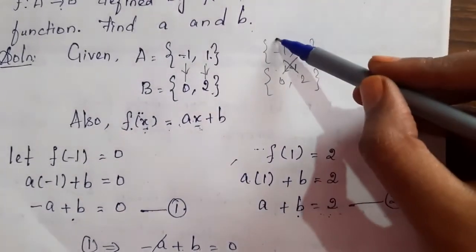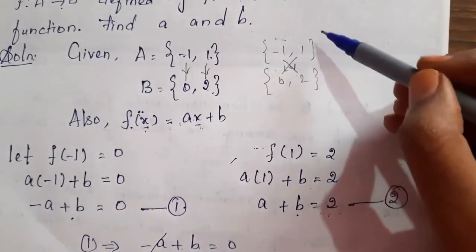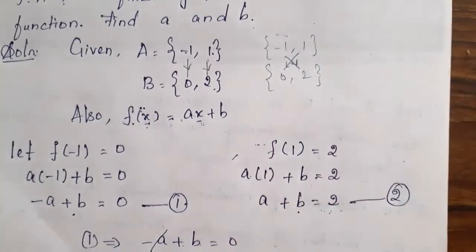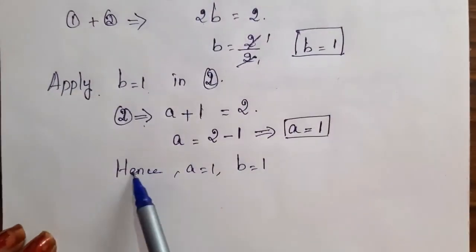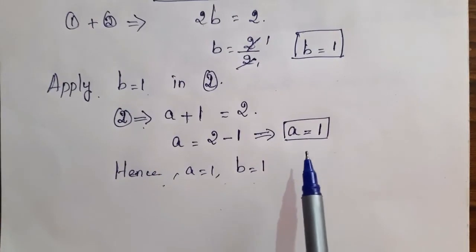So if you choose the other way, if f(-1) = 2 and f(1) = 0, you will get the same answer: a equal to 1, b equal to 1. Okay, you can check it.